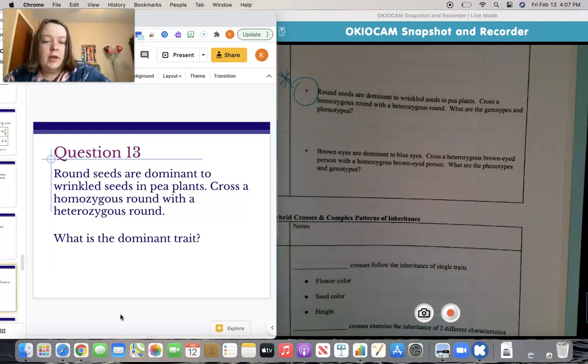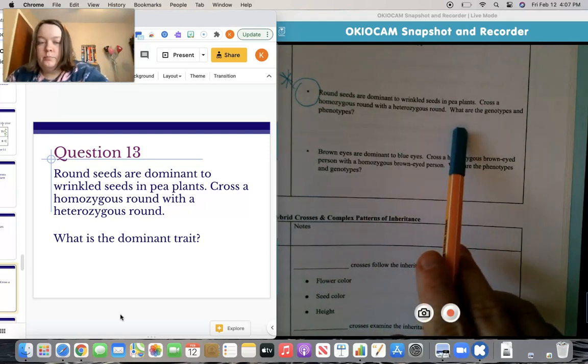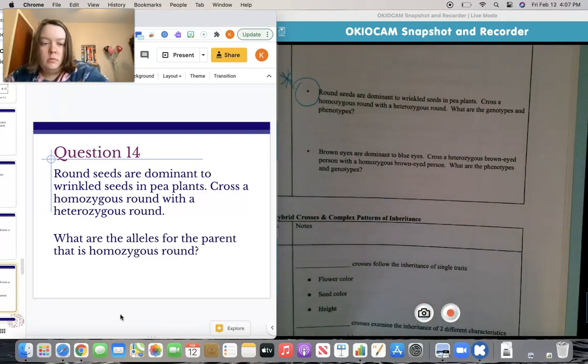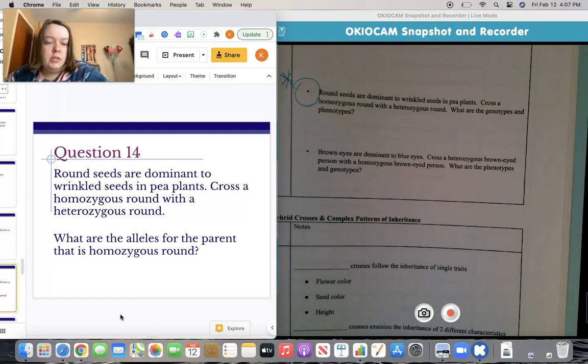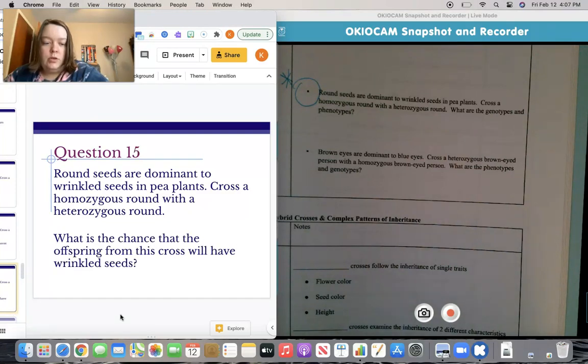Question 13 for that problem. What is the dominant trait in this problem? Question 14. What are the alleles for the parent that is homozygous round? Question 15. What is the chance that the offspring from this cross will have wrinkled seeds?